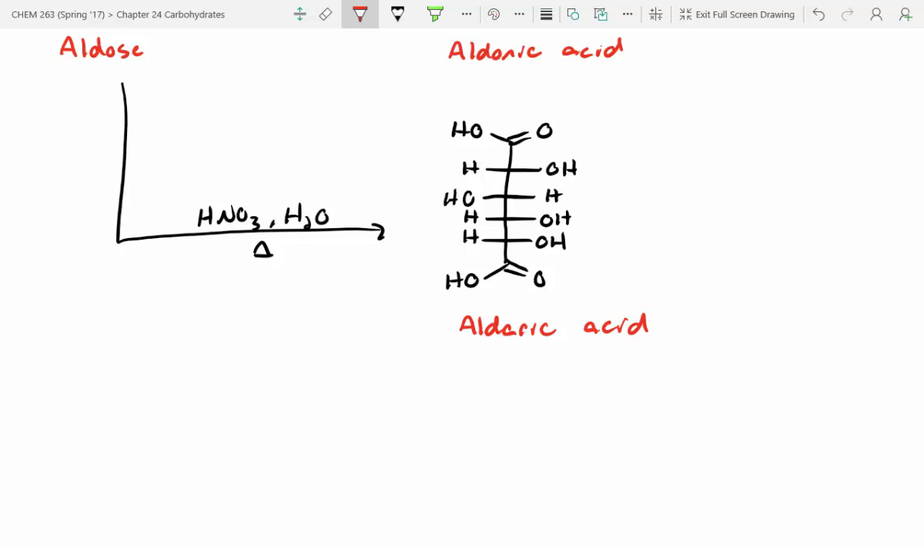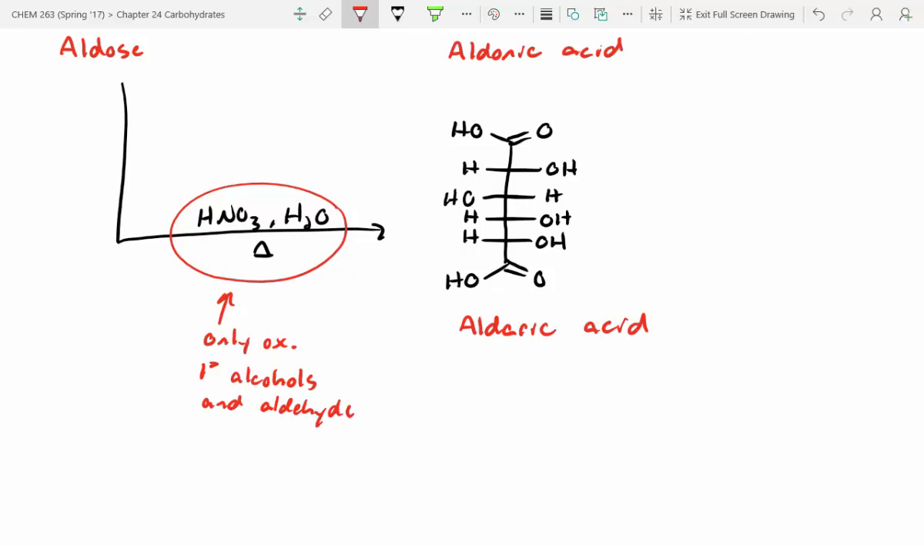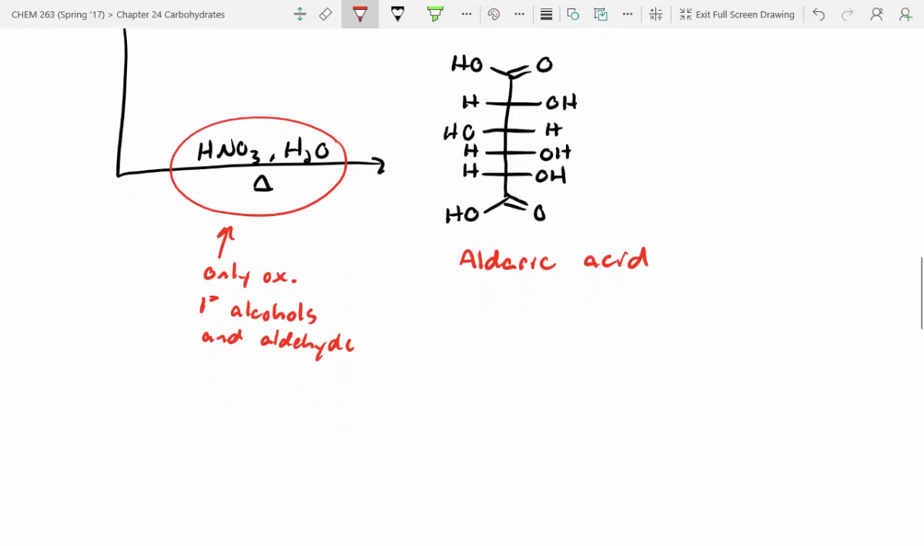And you would call this an aldaric acid. So this one only oxidizes primary alcohols and aldehydes. The bromine and water will only oxidize the aldehyde. So you can see all those secondary alcohols were untouched. Does that make sense? On the practice exam, I'll show you an example of one of Emil Fischer's experiments to determine the identity of a sugar. All right.